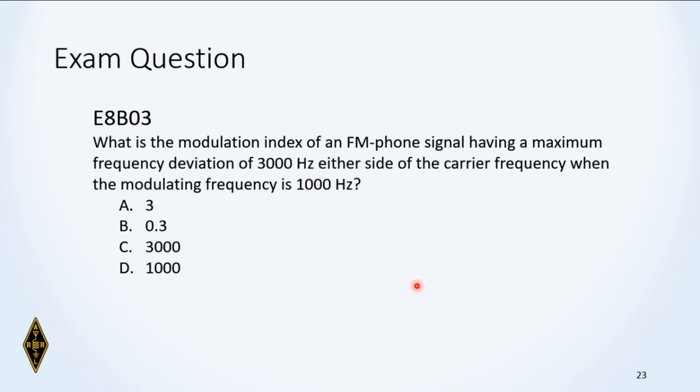What is the modulation index of an FM phone signal having a maximum frequency deviation of 3,000 hertz, either side of the carrier frequency, when the modulating frequency is 1,000 hertz?